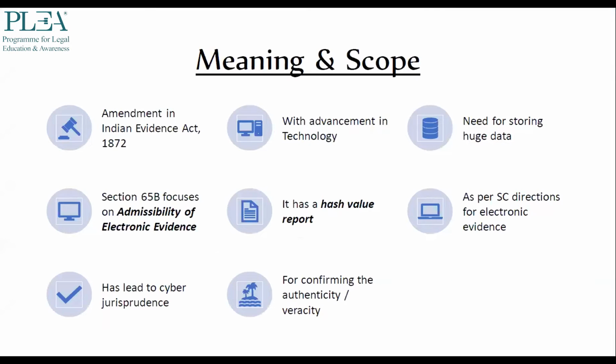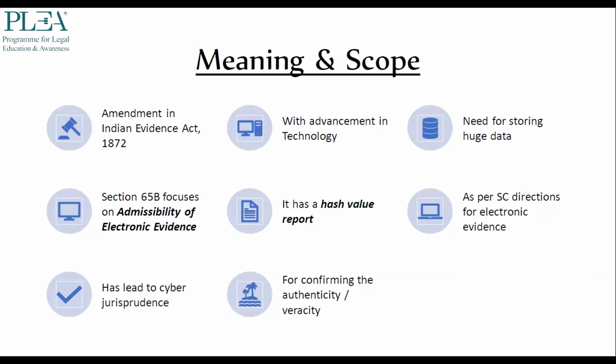Now, since you realize that it is an 1872 Act, obviously there was nothing electronic at that point in time. We had no cell phones, no pen drives, no CDs, no floppies, nothing of that sort. So as and when the advancement in technology took place, there was a need for making provision in the Act to validate certain information in other formats. That other format is electronic in nature for today's discussion.